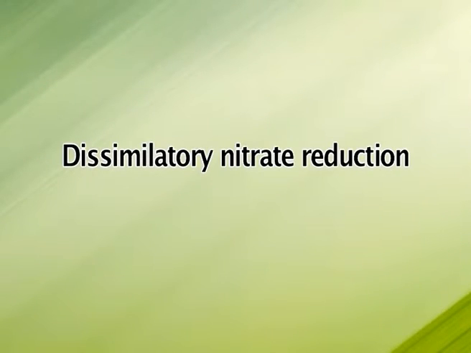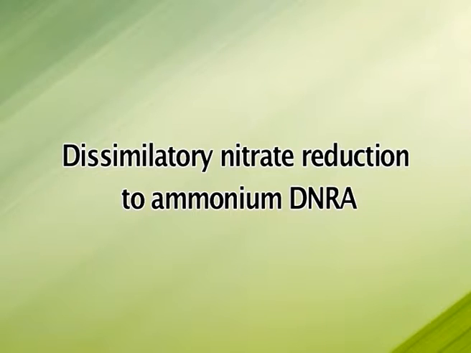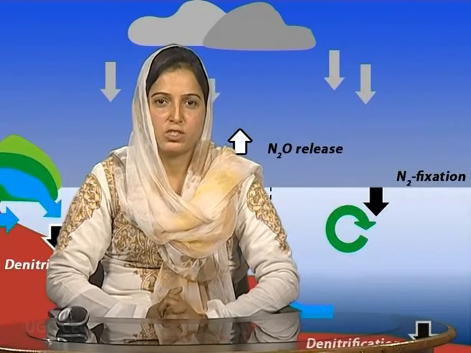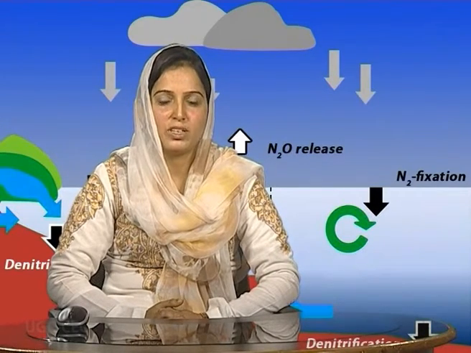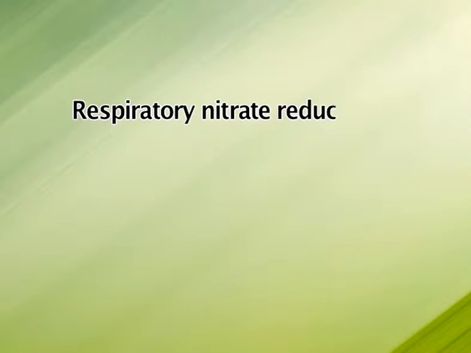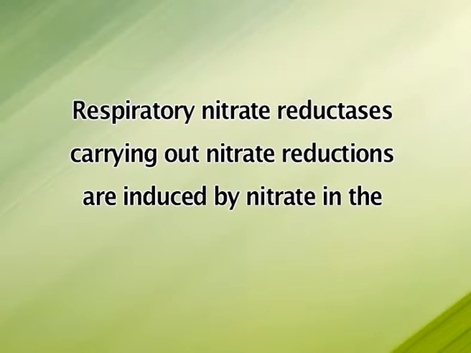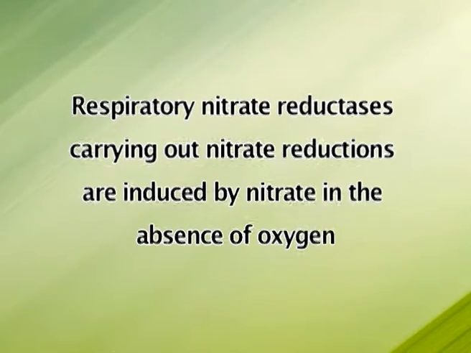The process is known as nitrate respiration. It can be reduced to ammonia. The process is known as dissimilatory nitrate reduction to ammonia, or DNRA, or it can be reduced to gaseous nitrogen. The process is known as denitrification. This depends on the species. All these are energy generating processes that occur in anaerobic environments. Respiratory nitrate reductases carrying out nitrate reduction are induced by nitrate in the absence of oxygen.